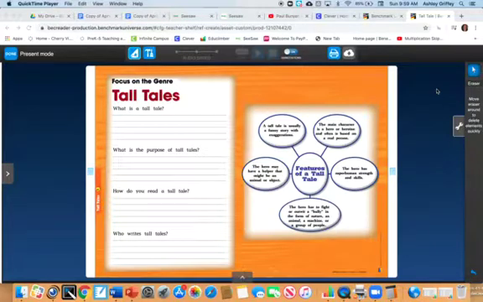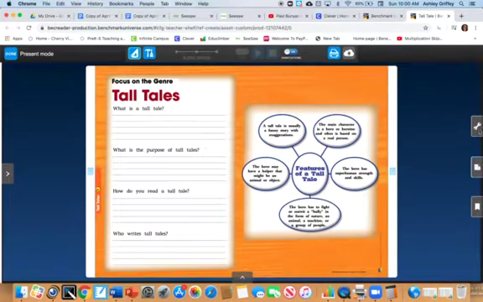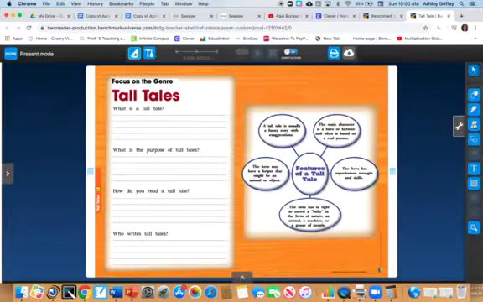Our focus today, our genre, is going to be on tall tales. When you were listening to the story Paul Bunyan, I wanted you to ask yourself the 4 questions that you see on the screen. I am going to be highlighting those questions as we are discussing them today.